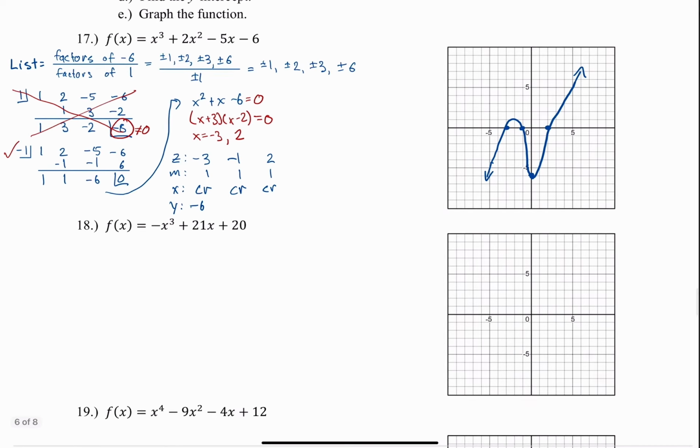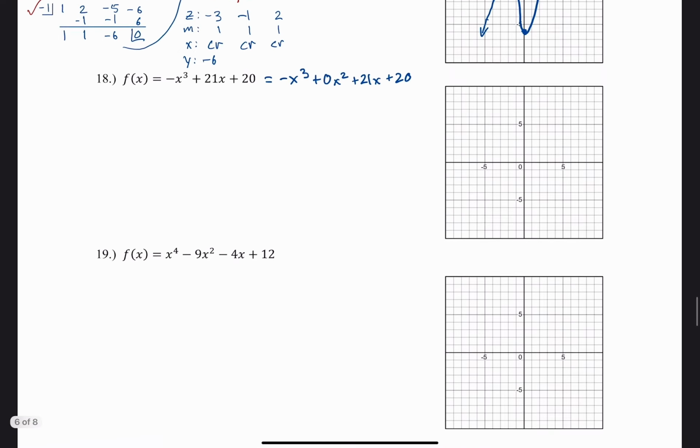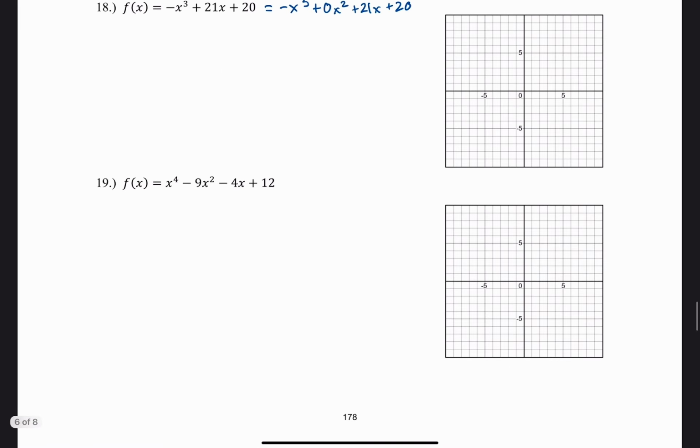18 is very similar. Just remember that to do the synthetic division, you need to include the +0 x squared plus 21x and then +20. Just remembering that that is there, you'll be able to work with the synthetic division to find the other zeros. In 19, just to see what happens whenever you have multiplicity in this type of problem.